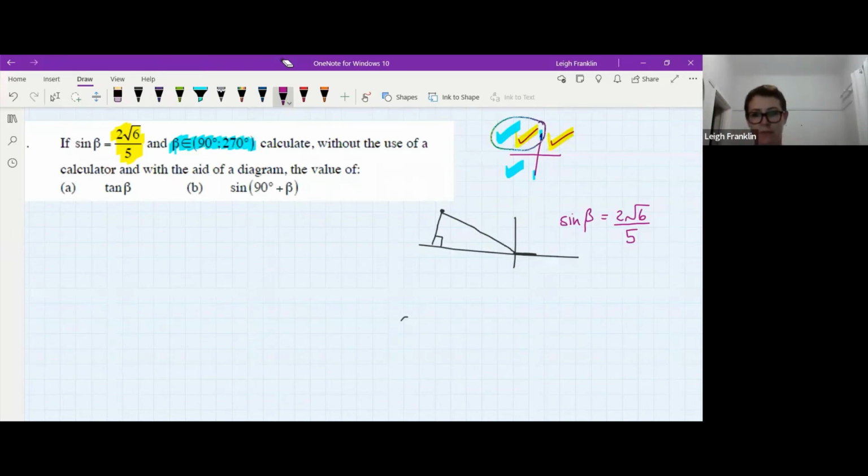Y over R, hypotenuse. Perfect, Tatsu. It means y over r. So we know that the length of the terminal arm is 5 units. And at the end over here, we know that there is an x coordinate, and we know that the corresponding y coordinate is 2 root 6. That's what it means.